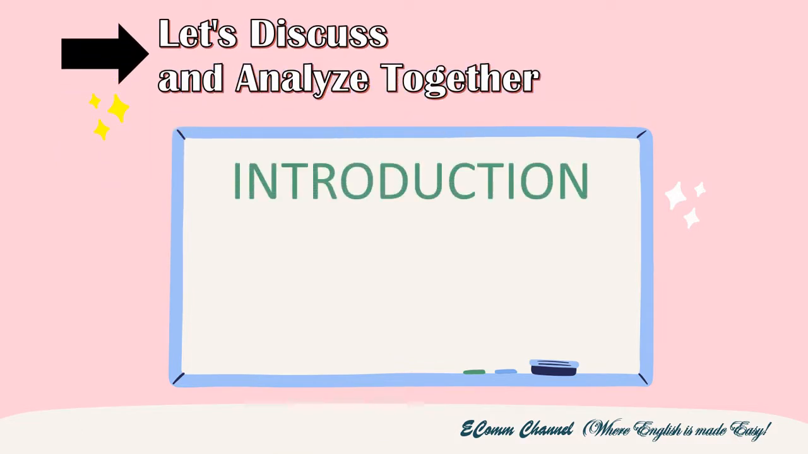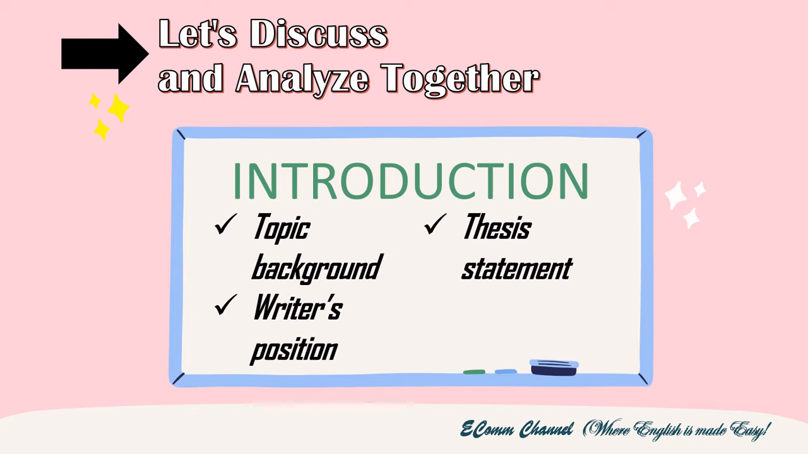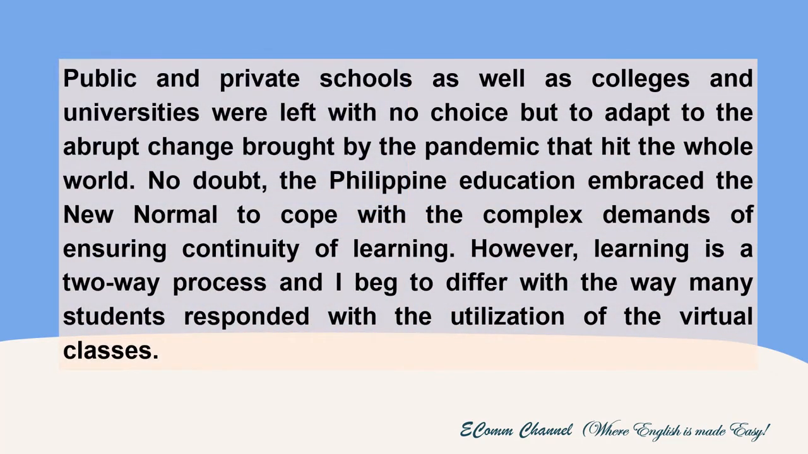The crucial part of any type of writing is always the beginning, because this will make your readers decide to either continue reading the work or just leave it behind. These are what we need to have in the introduction of our position paper: topic background, writer's position, and the thesis statement. Now here is an example of an introduction paragraph.